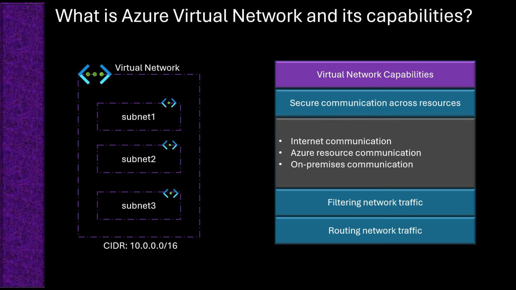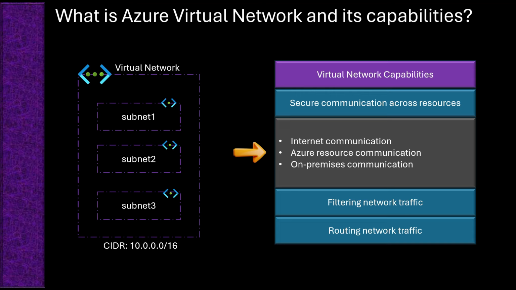Virtual networks come with several key capabilities that make them a foundational block of networking. With Azure Virtual Networks, you can secure communication across resources. Virtual networks allow Azure resources to securely connect with each other, the internet, and on-premises networks. For internet communication, all virtual network resources have outbound internet connectivity by default. Inbound connectivity can be managed by assigning public IP addresses or a load balancer to resources.